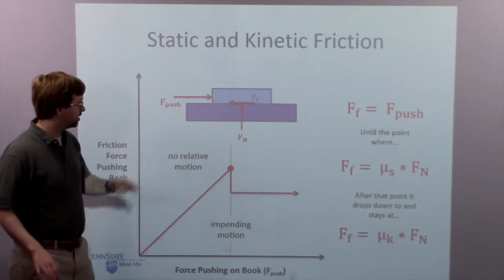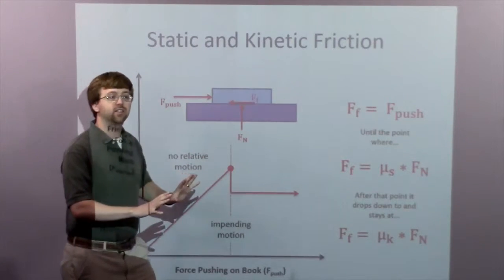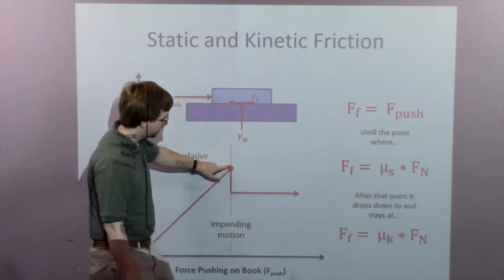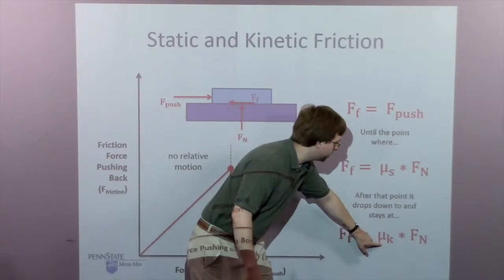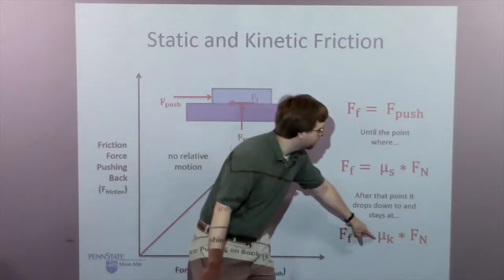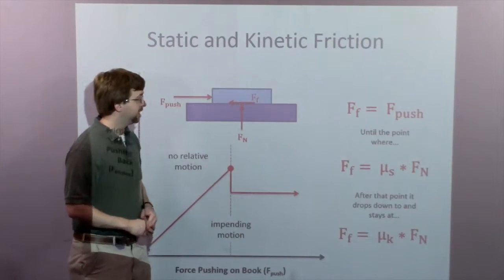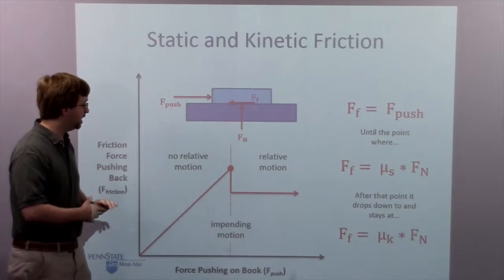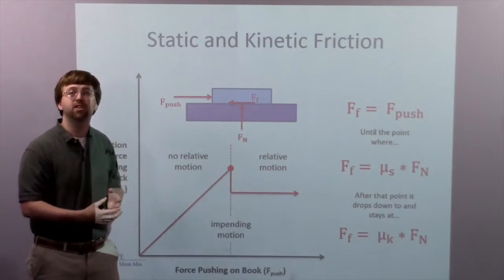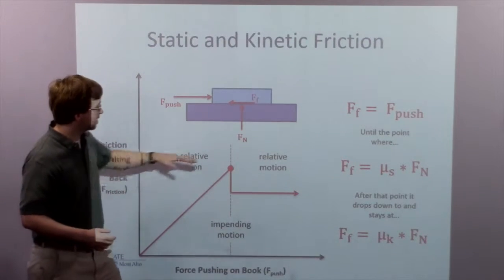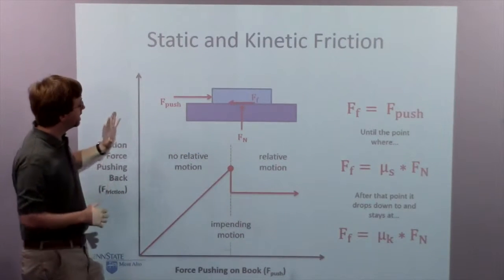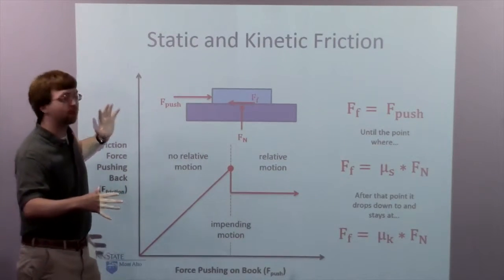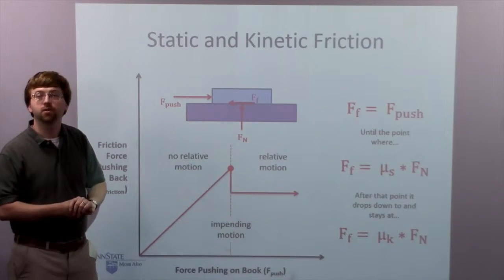Beyond that, it's going to jump down. As soon as I start to get this thing moving, there's less force pushing back on me, and the friction force is equal to the kinetic coefficient of friction times my normal force. This kinetic coefficient of friction is almost always going to be less than my static coefficient of friction. And so once I have more pushing force than my maximum friction force in return, I start to get relative motion. This is the box sliding along that surface, and if there's relative motion, there's that sliding of one surface relative to another.